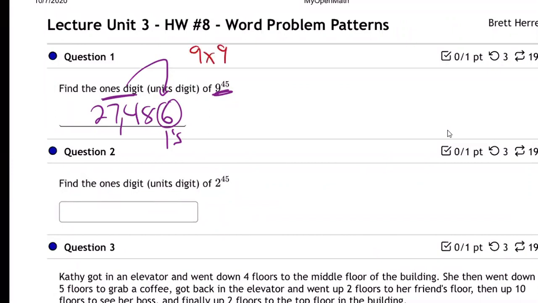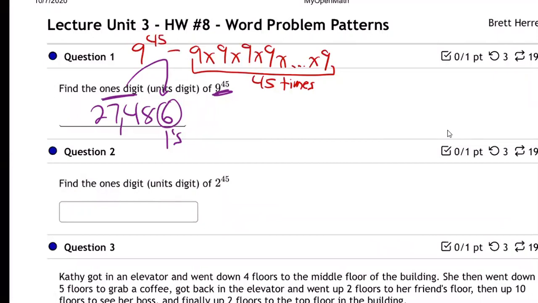Can we go 9 times 9 times 9 times 9 times 9, 45 times? That's going to take a long time, isn't it? That's what that means, right? 9 to the 45th power. Doesn't that mean 9 times 9 times 9, 45 times? Yeah, it is. So is there a way we can do that quicker instead of doing it all by hand 45 times? You could use your calculator to help you find it faster.